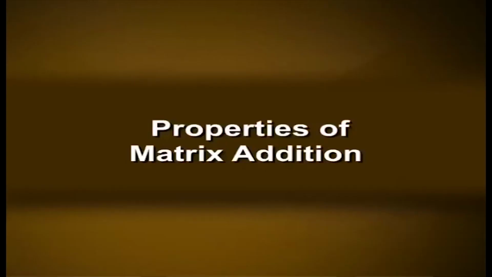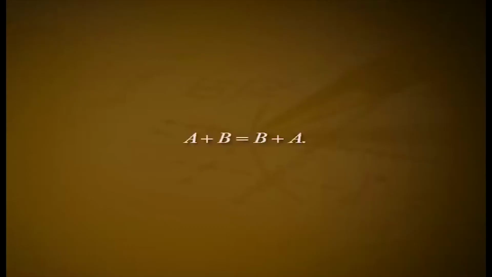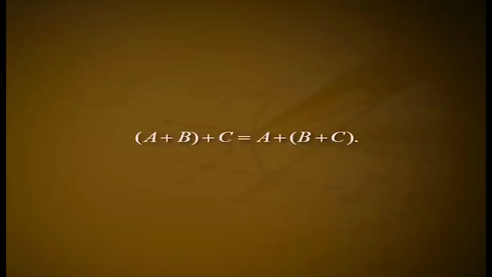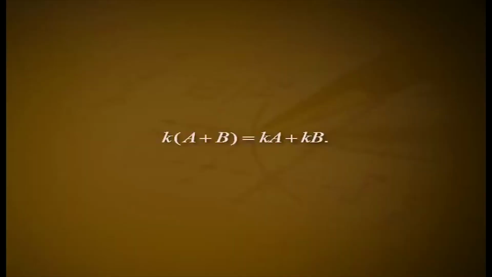Properties of matrix addition. Matrix addition is commutative, that is, if A and B are matrices of same order, then A plus B is equal to B plus A. Matrix addition is associative, that is, if A, B and C are matrices of same order, then A plus B plus C is equal to A plus B plus C. Scalar multiplication distributes over addition, that is, if A and B are matrices of same order and K is a scalar, then K into A plus B is equal to Ka plus Kb.